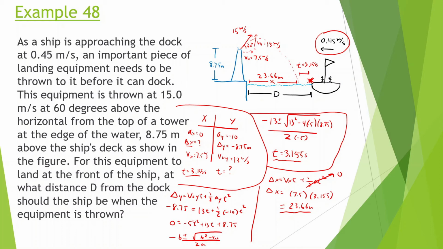So let me do that over here. We know that the speed of this sailboat is 0.45 meters per second. We know it's going to be moving for a time of 3.155 seconds, and we need to find the distance of that. So speed equals distance over time. So speed times time equals distance, and that's going to equal 0.45 meters per second times 3.155, and we get 1.42 meters.